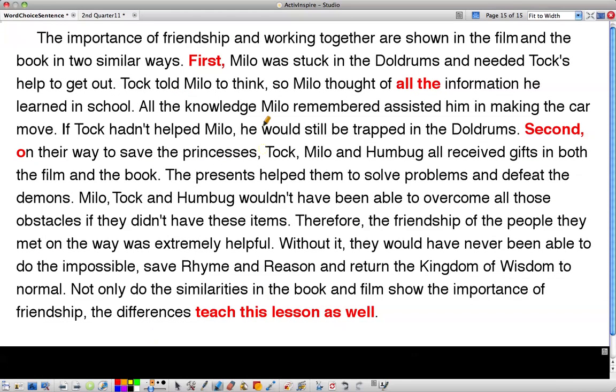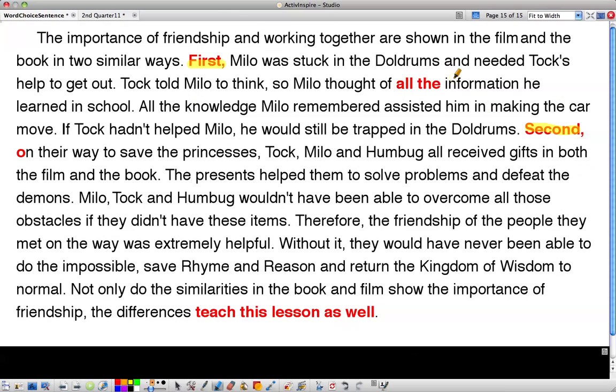Transitional words. So instead of just going right into Milo was stuck in the Doldrums for my first main point, I have this transitional word, first, to let me know that this is the first point that I'm going to make. It's the first similarity. I could also say one similarity was that Milo was stuck in the Doldrums, although that sounds a bit awkward. But there's other ways to say first and then second. But here they're sort of like little markers to let you know this is my first main point, this is my second main point. And they also are good, these 2 transitional words, because they connect the ideas together. So it also sounds a little less choppy and it's a bit better organized as well.